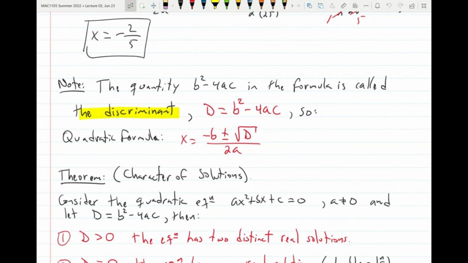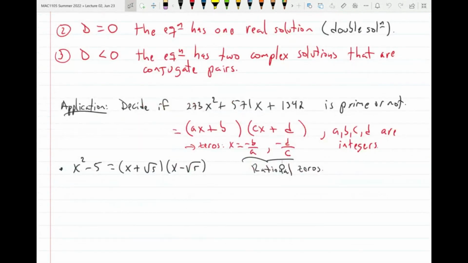Very good. So if your discriminant is a perfect square, it will cancel the square root, and you're going to have rational solutions. Therefore, there's something quick that you can check. Whenever you want to determine if a polynomial is prime or not, compute the discriminant. If you get a perfect square, it can be factored, so it's not prime. If it's not a perfect square, it is prime. Do you understand what I'm saying?